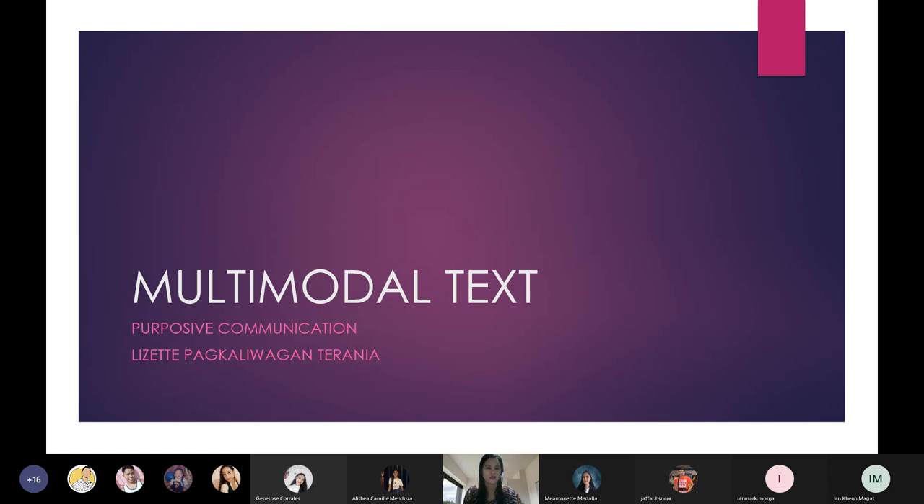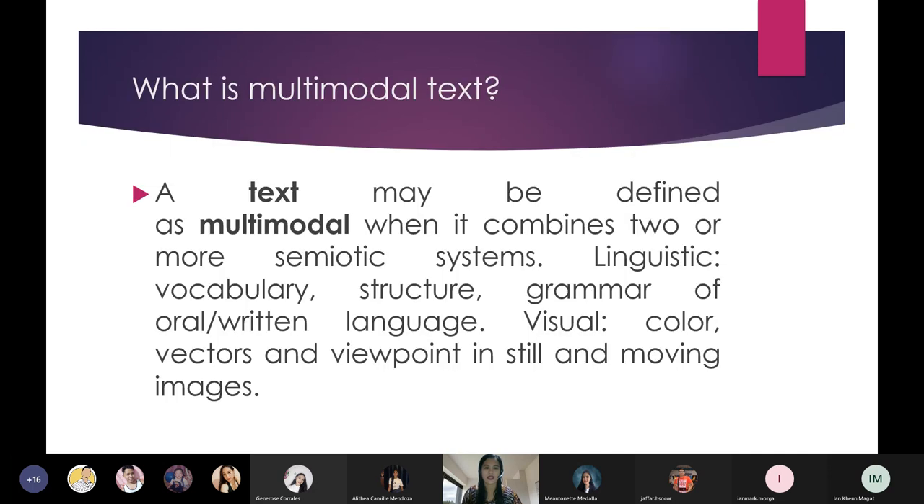Ay, teka lang. Ano ba to? F5. Ayaw niya mag-proceed. Ayan.